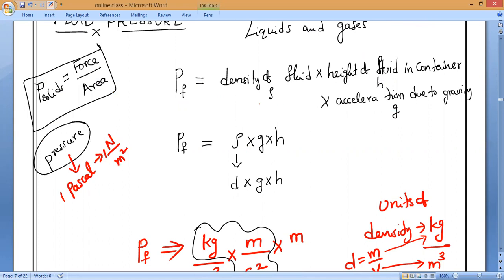So you should remember solid pressure is force by area and liquid pressure is what? Rho g h. Density, g, h, you can remember.